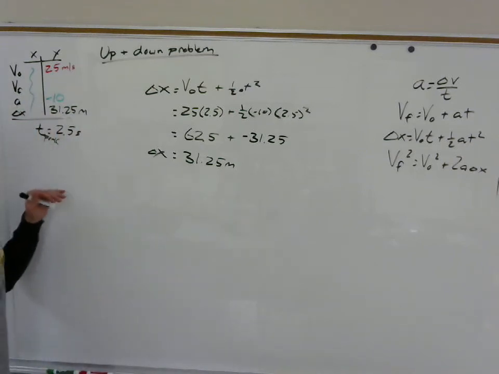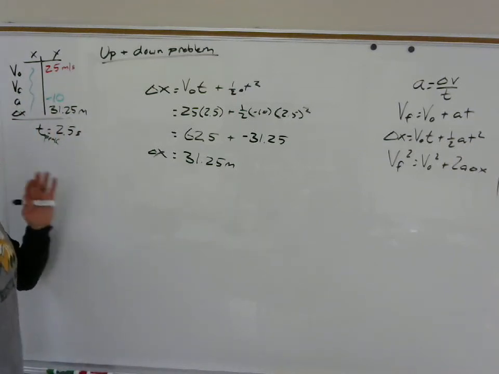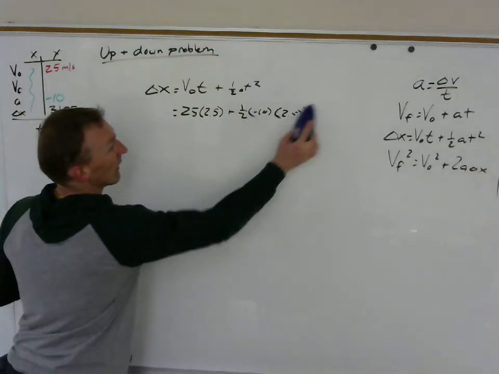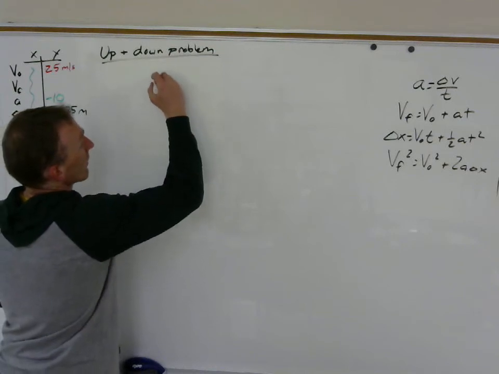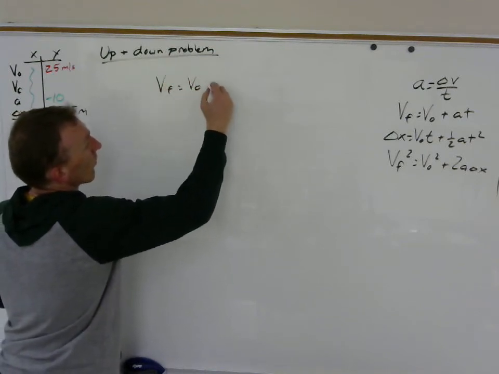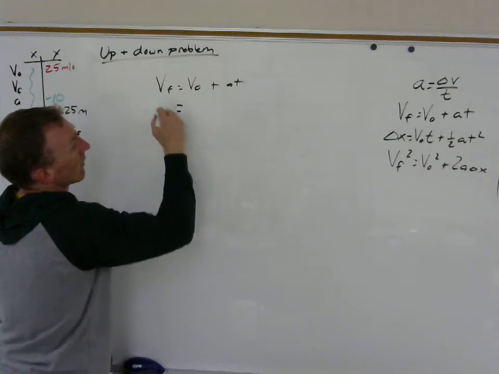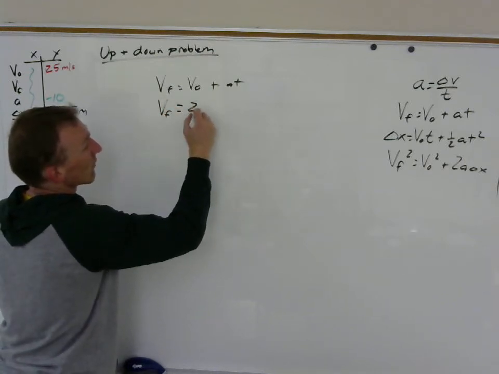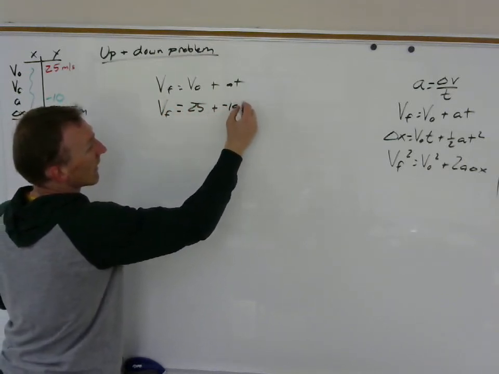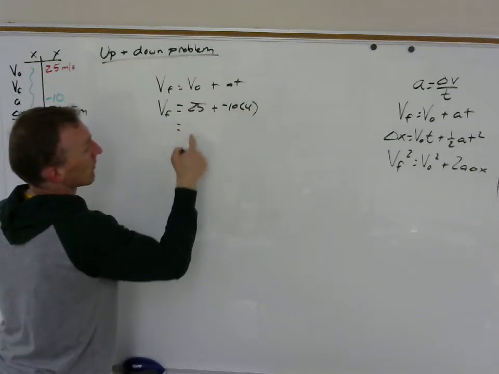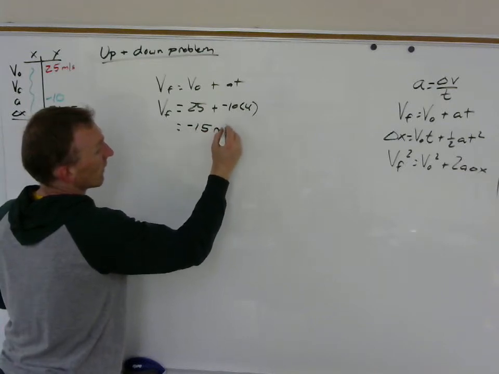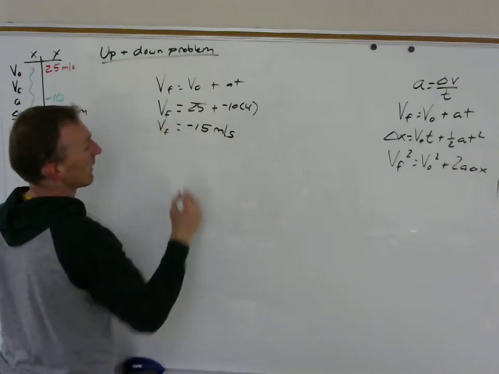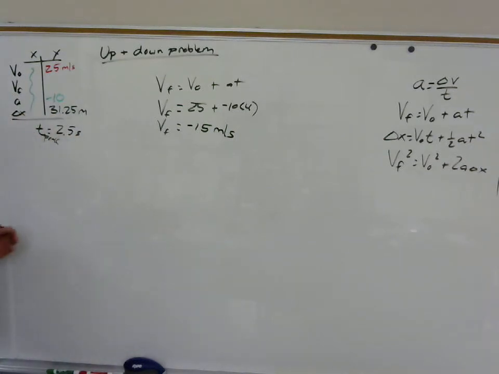The next question asked us is, what is the velocity at 4 seconds? So we want to know specifically what the velocity is at 4 seconds. So that is the final velocity. So let's see if this one will work for us. It should. All right, our final velocity equals our initial velocity of 25 plus negative 10 times 4. This becomes 25 plus negative 40, or this equals negative 15 meters per second. So the velocity at 4 seconds is negative 15 meters per second.